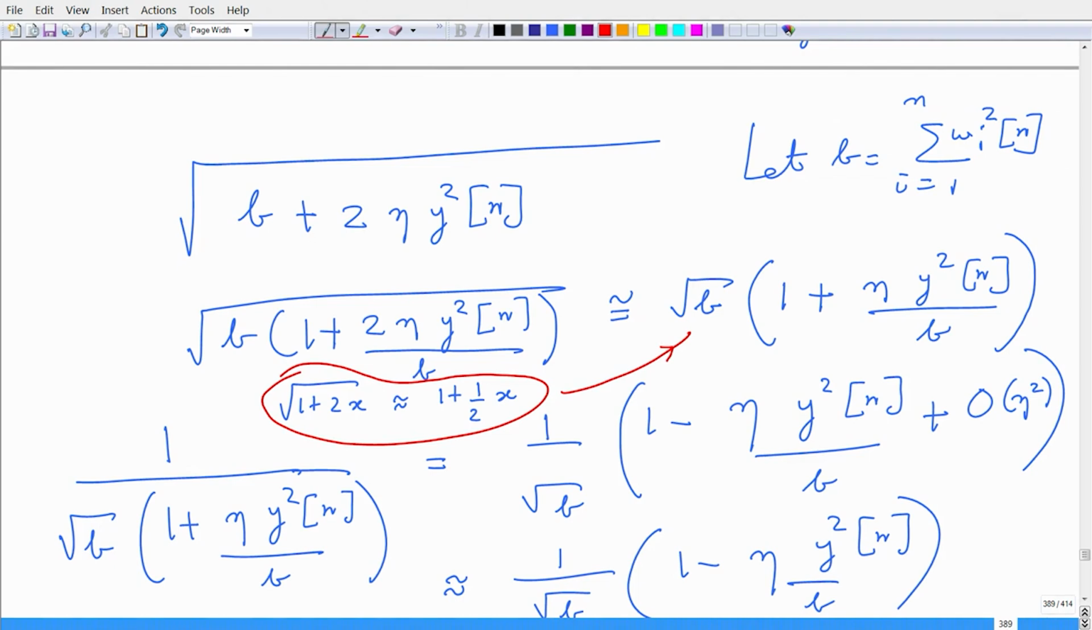So, what I get is root b times 1 plus eta times y square of n upon b, which is the denominator term. So, this ratio, 1 upon root b times 1 plus eta y square of n upon b, can be further simplified, because this term in the denominator, 1 plus eta y square of n upon b, can be realized as 1 over 1 plus x, and I can use the geometric series sum to get this quantity here.